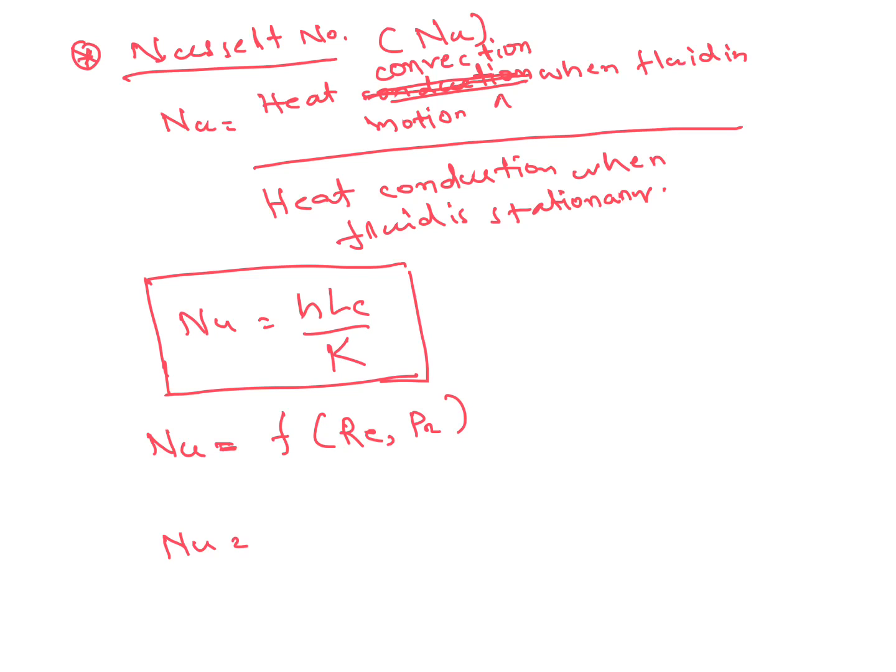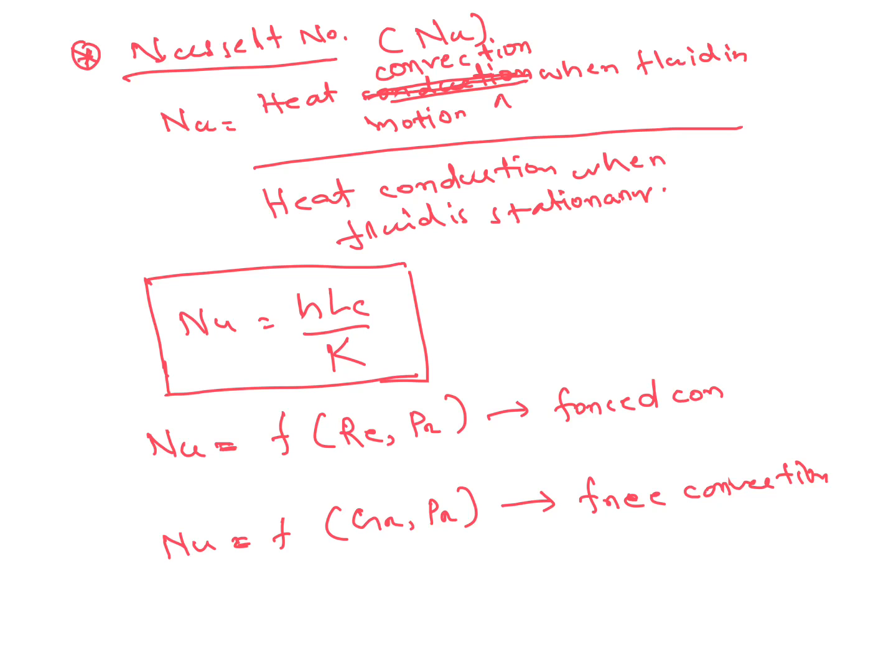And one more thing, Nusselt number is a function of Grashof number and Prandtl number. This is for free convection and the other is for forced convection. This is important for fluid heat transfer. Ratio of heat convection when fluid in motion and heat conduction when fluid is stationary: convection by conduction.